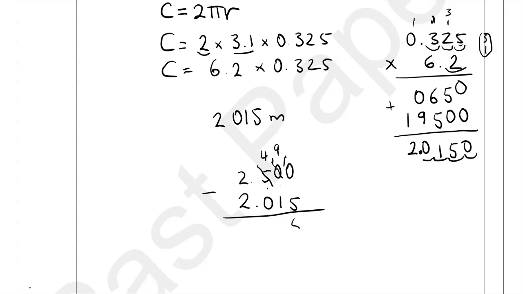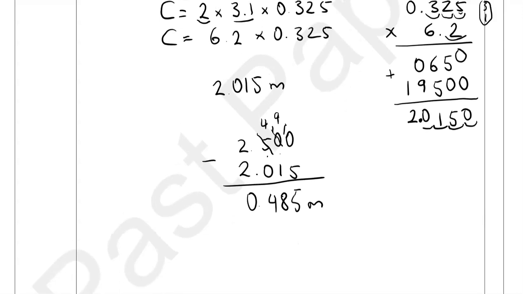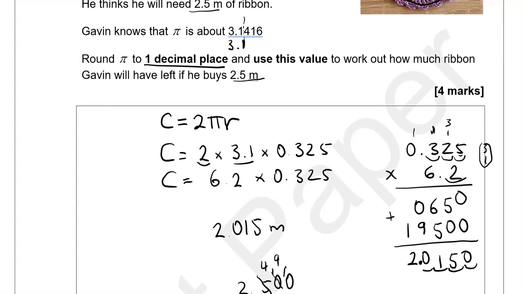So 10 take away 5 gives us 5. 9 take away 1 gives us 8. 4 take away 0 gives us 4. 2 take away 2 gives us 0. And that's how much is left.